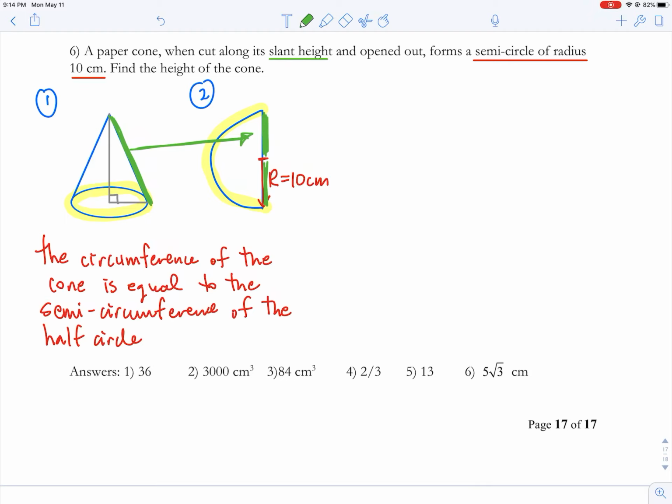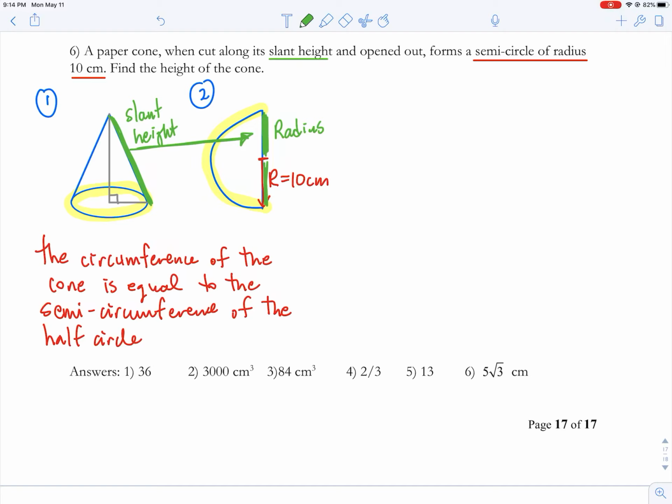So that's first one thing. The slant height here equals the radius of this one there. And the other thing to notice is that the circumference of the cone is equal to the semi-circumference, like the circumference of that half circle. Those two are equal as well. So a couple of things.